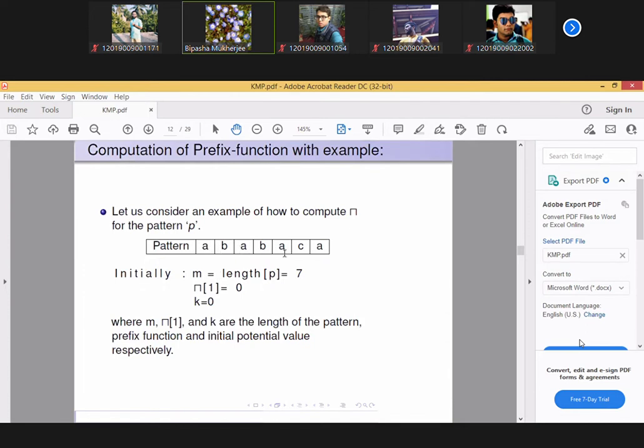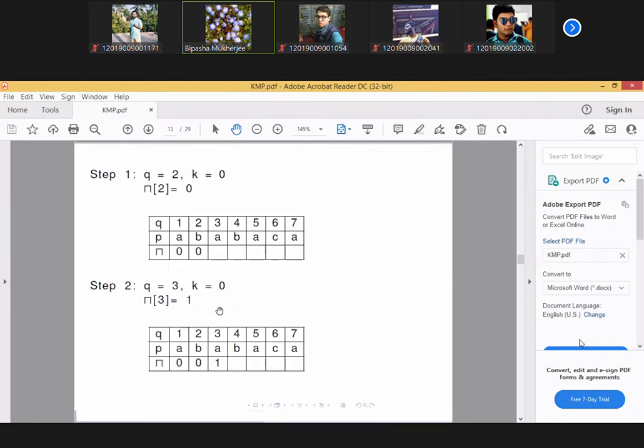So if this is your string, you can see 1, 2, 3, 4, 5, 6, 7. 7 is the length. This is just a symbol pi. It's taken for how to compute, for your match and all those things. So you just take it in this way, k equals 0, go for the next. When you need to calculate, this is your q, this is p, and this is where you are supposed to point all the positions.